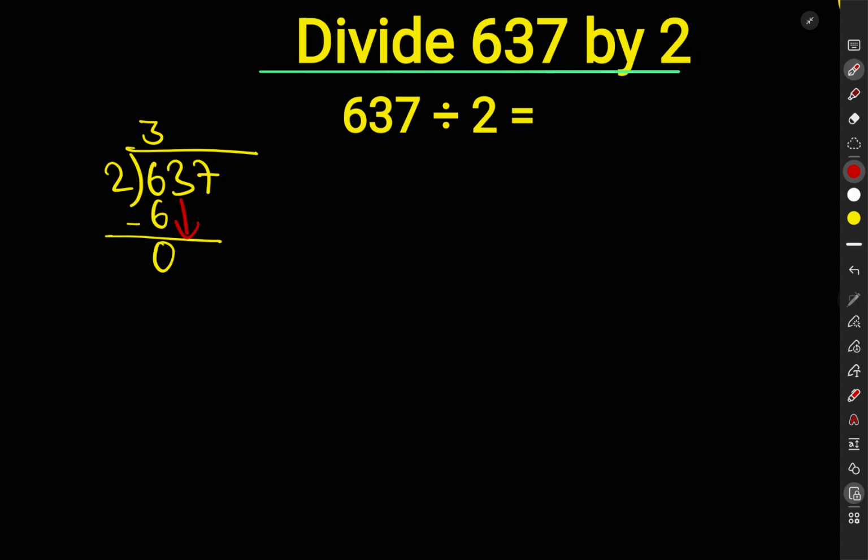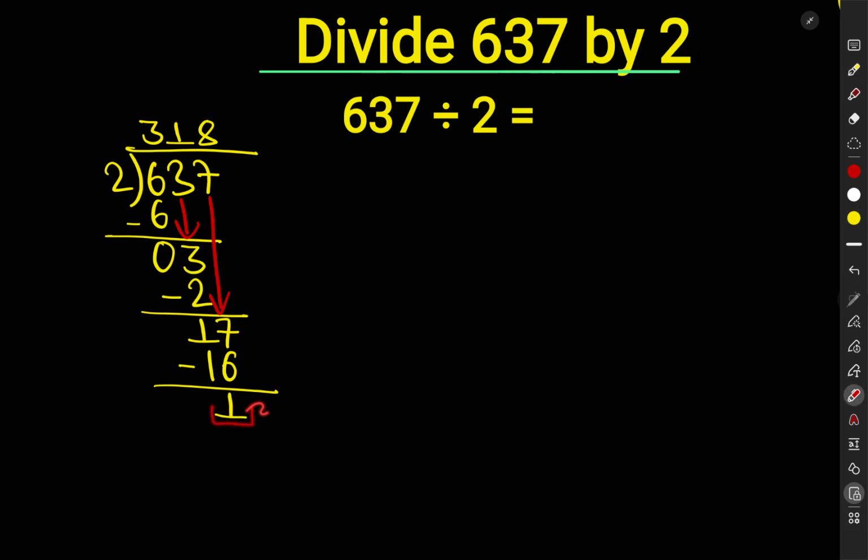So now we put down this 3 and 2 times 1 is 2. On subtracting we get 1. So again we put down this 7 and it is 17. So 2 times 8 is 16. On subtracting we get 1.